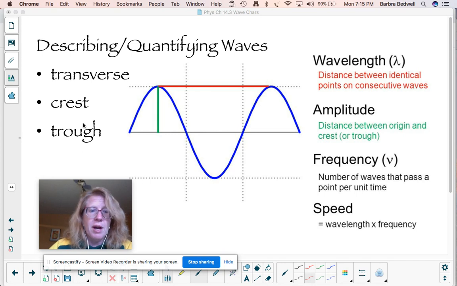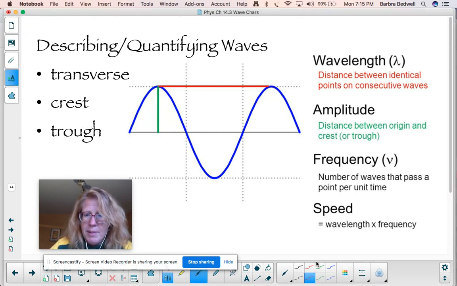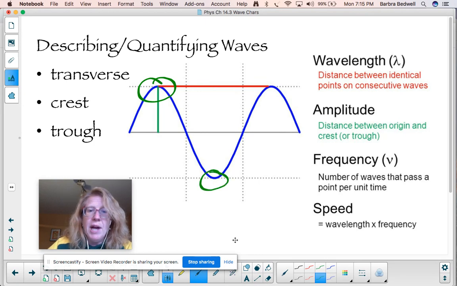So a couple of vocab words they need to get. Number one, crest and trough should be relatively straightforward. A crest would be considered to be a peak area. A peak would be an area at the top like that. A trough would be an area at the bottom like that. So an up versus a down.